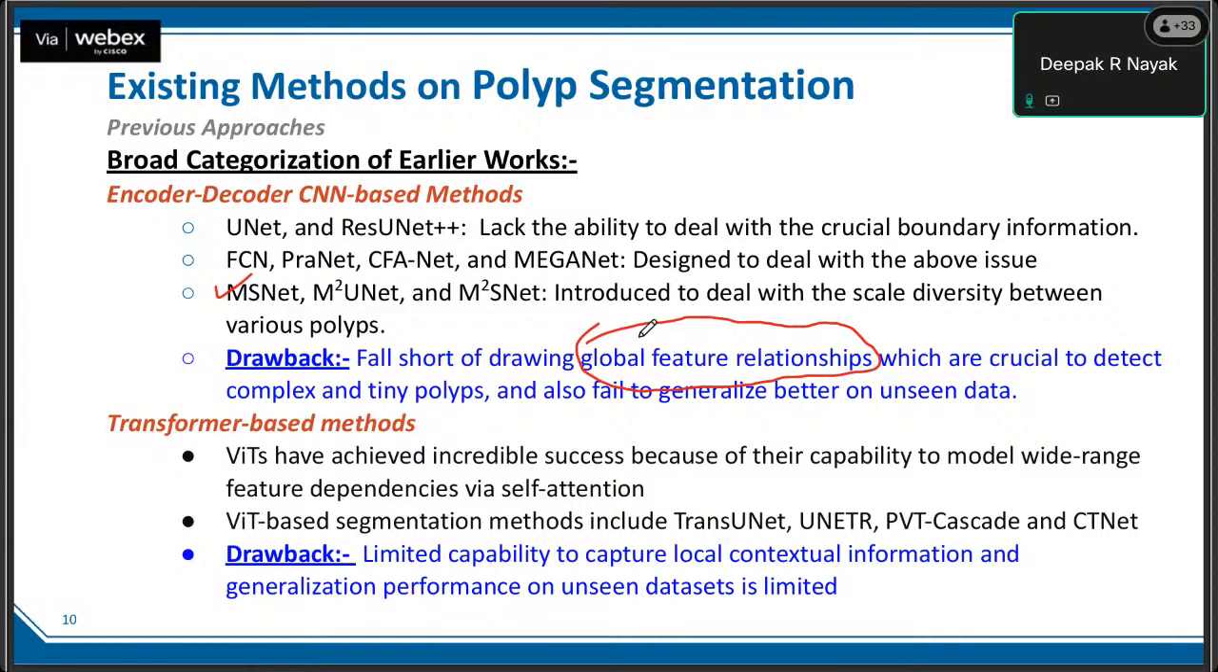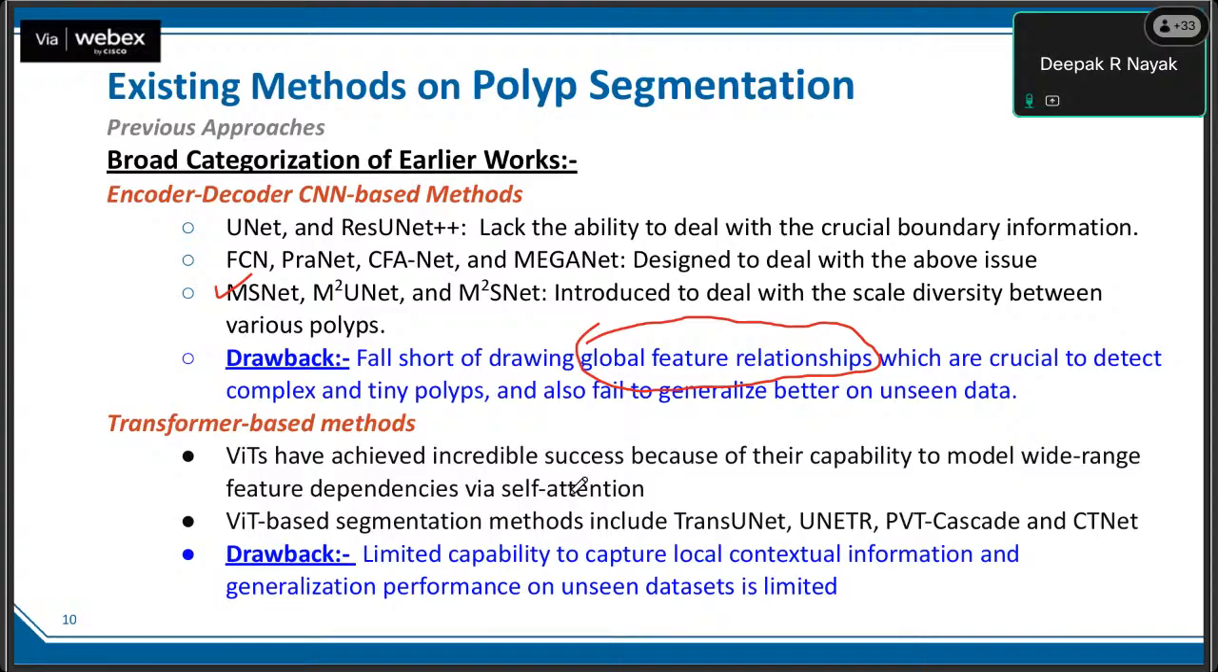Then, as we all know, vision transformer based approaches are very, very good at capturing the global contextual information from the image, although they lack in capturing the local information, especially because they have a nice capability to acquire global feature relationships.